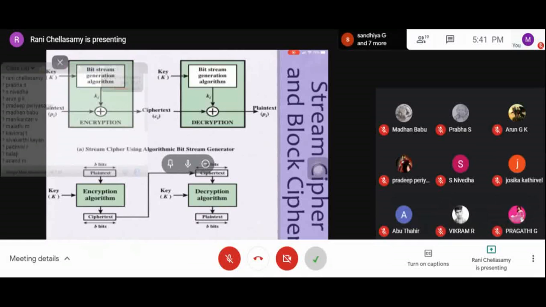So here the bit stream generation algorithm will be applied for the encryption process. The plaintext will be given as input for the encryption, and this bit stream generation algorithm will be given as input, and K is the key used. Okay, so with all this, encryption will be processed and converted into ciphertext CI, and at the decryption, the ciphertext is given as input and the bit stream generation algorithm is applied in the decryption process, getting back the plain text.